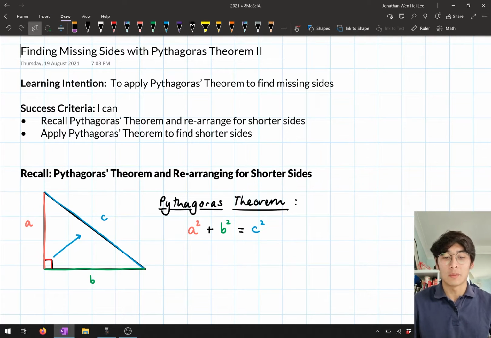So in today's lesson, we're going to be applying Pythagoras' theorem to help us find missing sides, and we want to be able to recall Pythagoras' theorem and rearrange for the shorter sides, and also apply Pythagoras' theorem to find the length of shorter sides. So let's get into it.